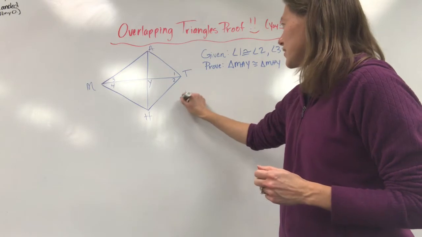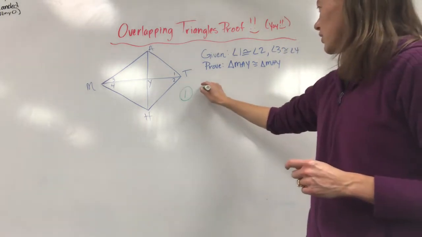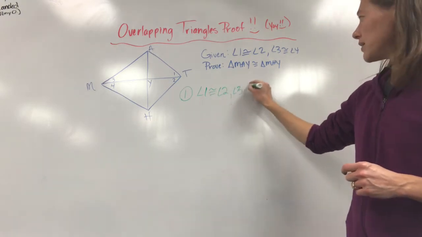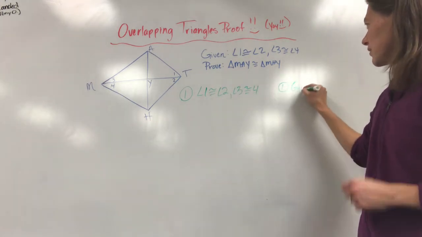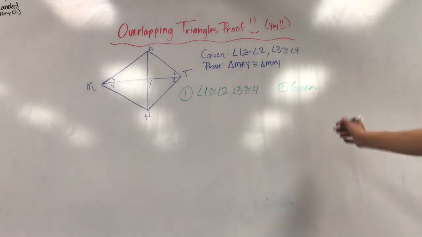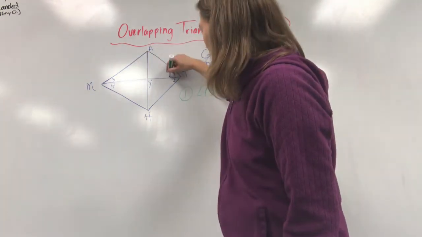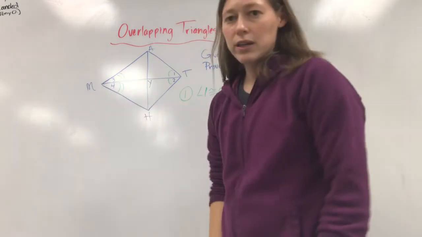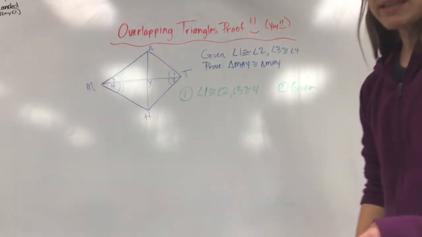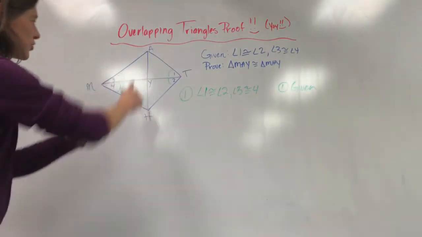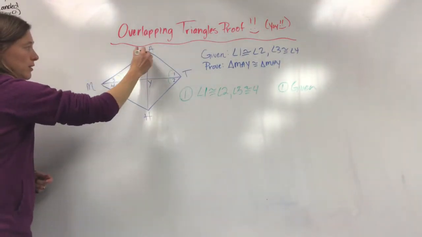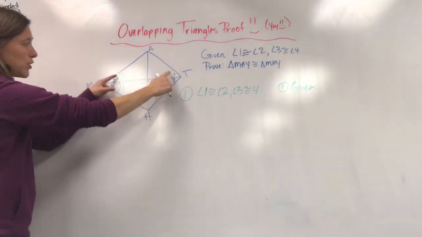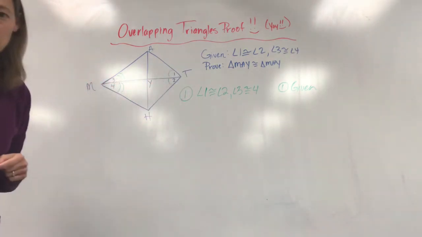Okay, so we're going to start with our given statements. Angle 1 is congruent to angle 2. I'm going to mark those. Angle 3 is congruent to angle 4. So already we can see that on these two triangles, MAT and MHT, we've got two sets of angles that are congruent.